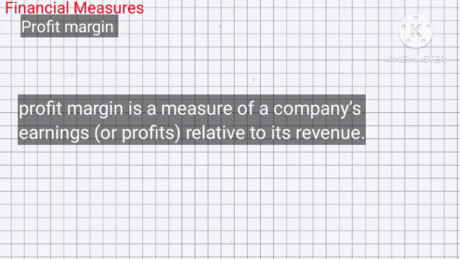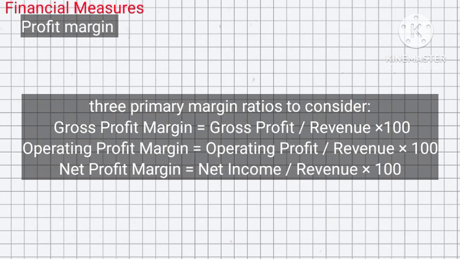Fourth, what is a profit margin? In accounting and finance, a profit margin is a measure of a company's earnings, or profits, relative to its revenue. When assessing the profitability of a company, there are 3 primary margin ratios to consider. Gross profit margin equals gross profit divided by revenue times 100. Operating profit margin equals operating profit divided by revenue times 100. Net profit margin equals net income divided by revenue times 100.